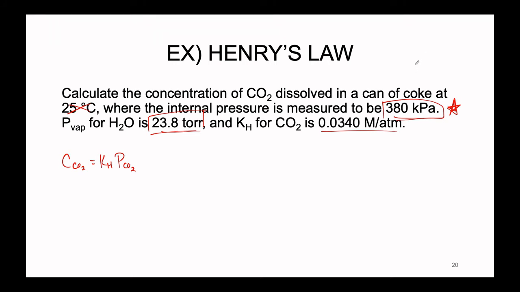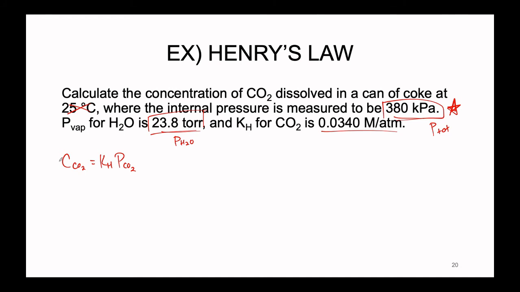All right, we are given an internal pressure of the can. We're going to assume that this pressure, because it's not stated specifically that this is the pressure of carbon dioxide, is the total pressure, right? This is the sum of all of the gases inside the can, lending to a total pressure of 380 kilopascals. Vapor pressure for water is also equal to the pressure of H2O. Henry's constant obviously is a kH, so this variable is already labeled for us.